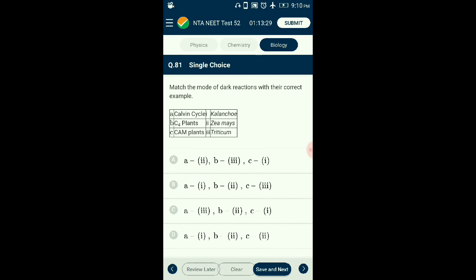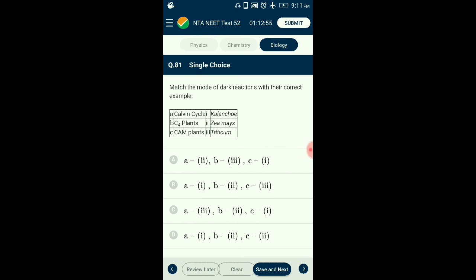Question number 81. Match the mode of dark reaction with the correct examples. The carbon dioxide assimilation during photosynthesis is of two main types. In those plants in which the first product of carbon dioxide fixation is the 3-carbon compound phosphoglyceric acid, generally called C3 acid, it is known as the C3 pathway or Calvin cycle, and those in which the first product is oxaloacetic acid, a C4 acid, it is the C4 pathway.